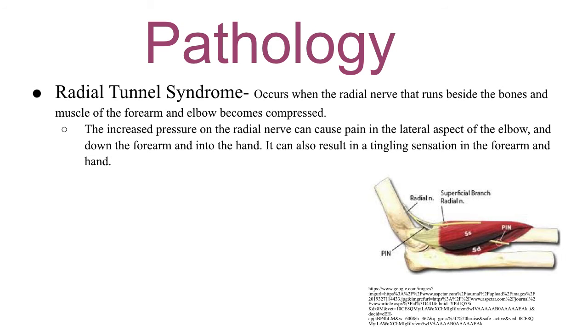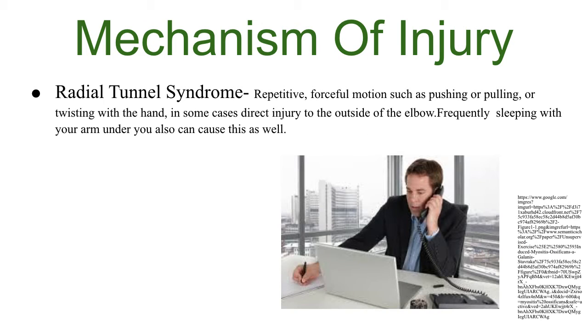Pathology. It occurs when the radial nerve that runs beside the bones and muscle of the forearm and elbow becomes compressed. Increased pressure on the radial nerve can cause pain in the lateral aspect of the elbow and down the forearm into the hand. It can also result in a tingling sensation in the forearm as well as the hand.